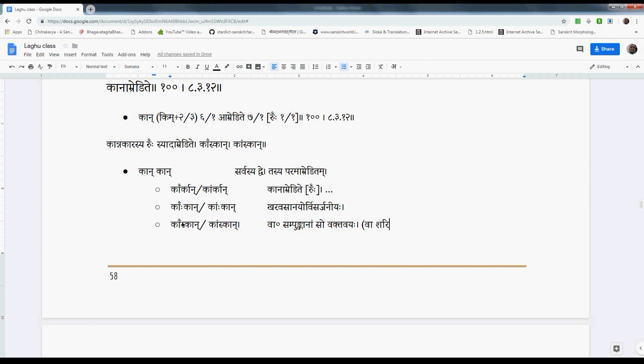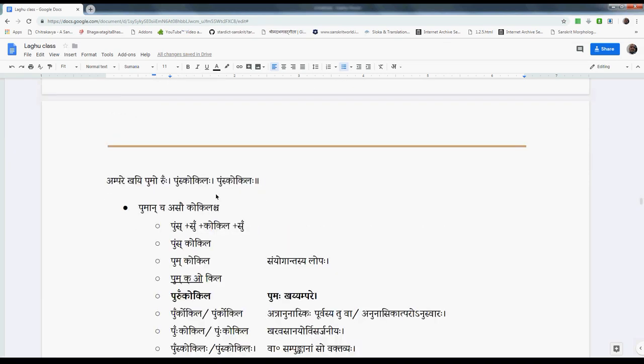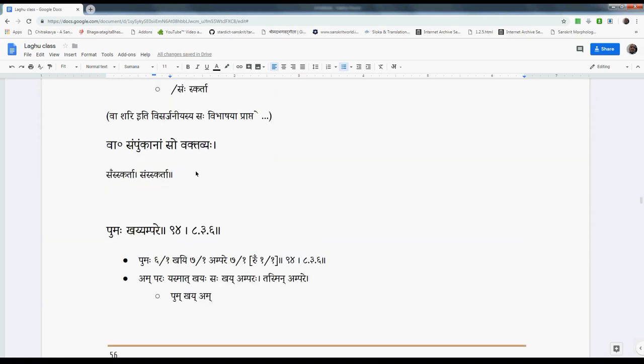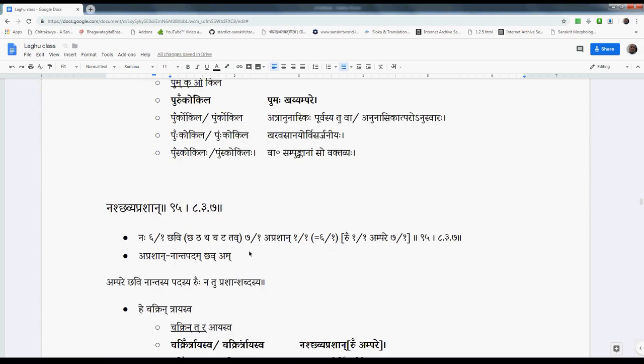So vashari would have caused an optionality. Visarjaniyasya sah, that's the sutra which will apply here. Let me cross check this, because why it is not a shar. I was still continuing the earlier where we saw kan. We have already seen this kan, pum kokila, the vartika sampumkanam. Then pums kokila we saw.